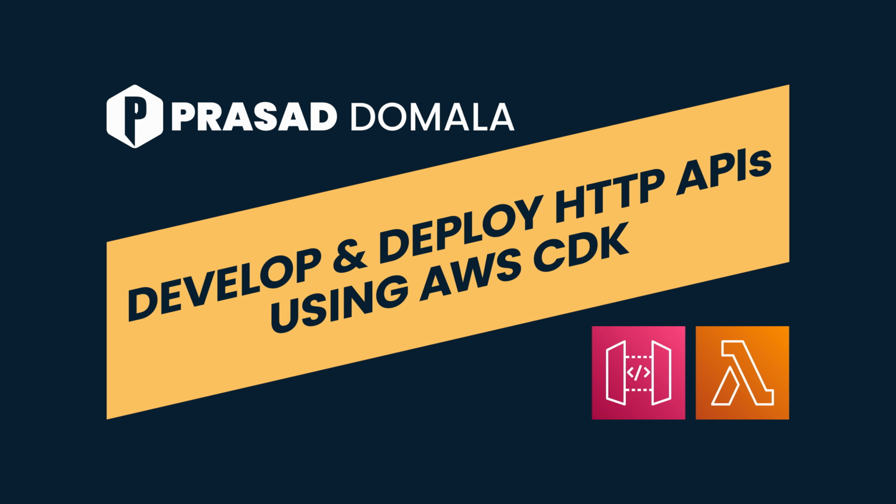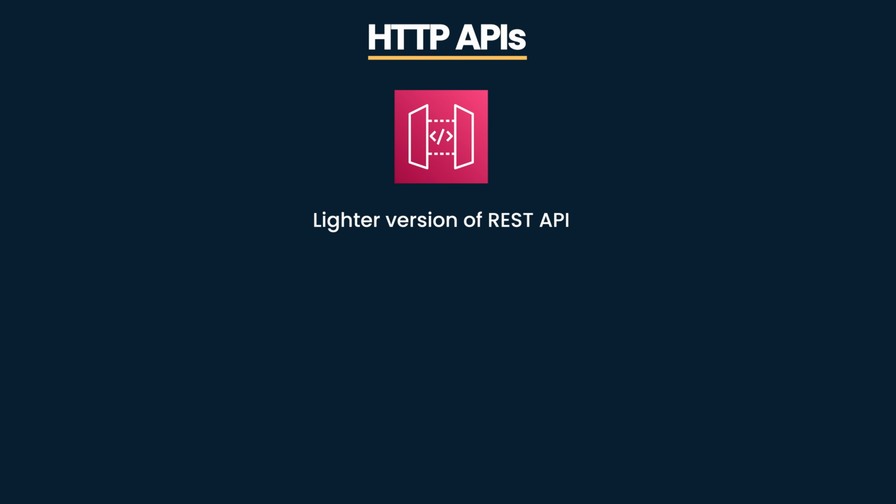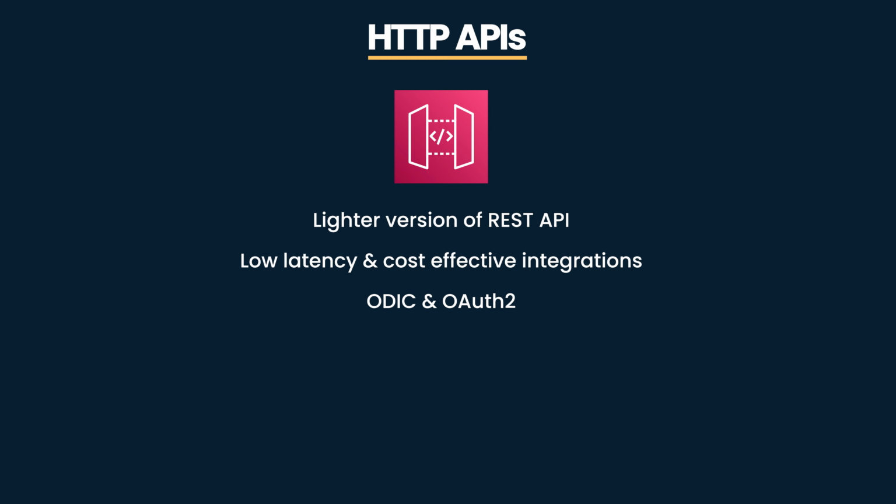Today, I'll explain the process of creating Lambda-backed HTTP APIs using AWS CDK and TypeScript. So let's dive in. HTTP APIs are basically lighter versions of full-featured REST APIs within AWS API Gateway Service. HTTP APIs are designed for low latency and cost-effective integrations with AWS services, including AWS Lambda, which we'll be using in this demo. Also, HTTP APIs support OIDC and OAuth2 authorization methods and come with built-in support for CORS.